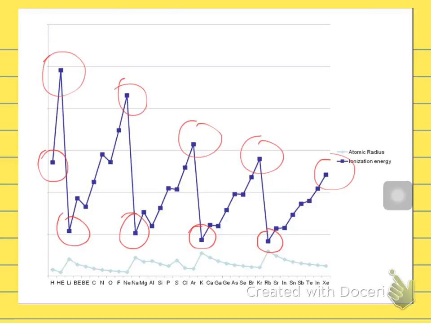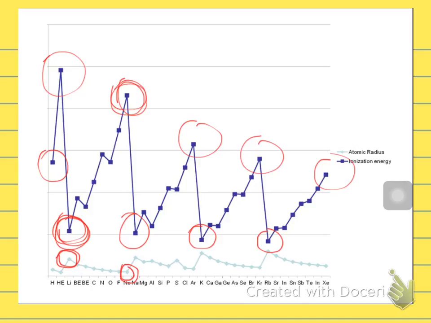Okay, so we're picking up here. And ionization energy and atomic radius have what kind of relationship? Direct or inverse? Inverse. Every time that we see a trough, a dip in ionization energy, we have a larger atomic radius. Every time we see a spike in ionization energy, we have the lowest atomic radius for that period.